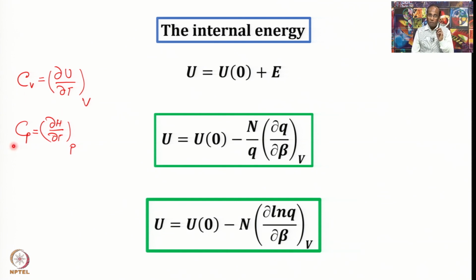By recognizing that the total energy added up in all the forms is equal to internal energy, we wrote U is equal to U0 plus E. And we could come up with this expression: U is equal to U0 minus N by Q del Q by del beta at constant volume, which in other words can be written as minus N del log Q by del beta at constant volume. So, this expression which describes internal energy in terms of molecular partition function is very, very important.